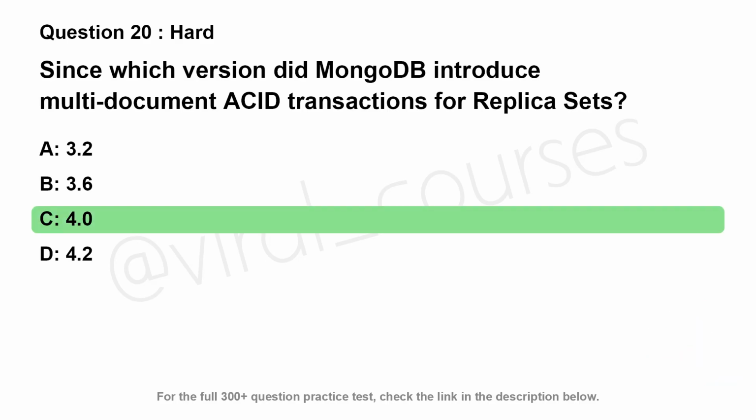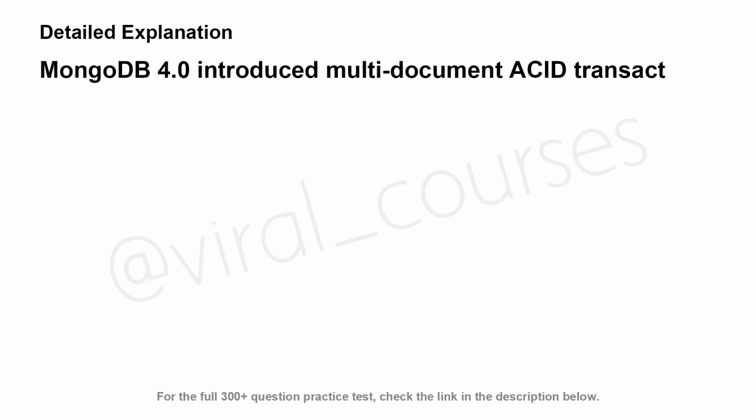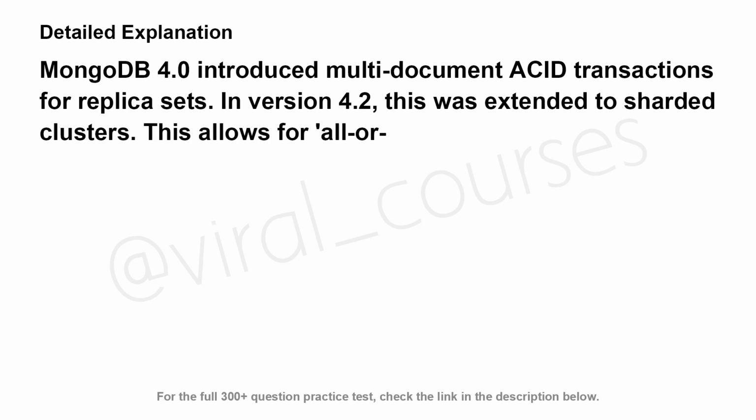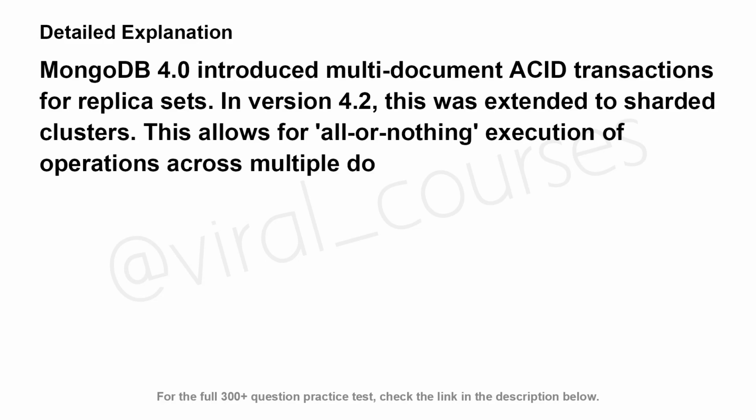The correct answer is C. MongoDB 4.0 introduced multi-document ACID transactions for replica sets. In version 4.2, this was extended to sharded clusters. This allows for all-or-nothing execution of operations across multiple documents and collections.